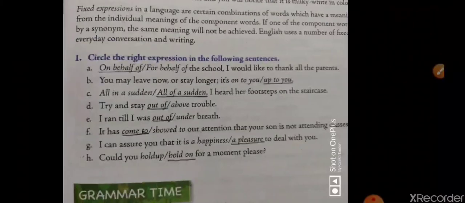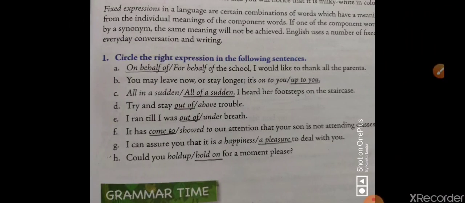Coming on to the next page, circle the right expressions of the following sentences. So, on behalf of or for behalf of the school. So it is on behalf of the school. I would like to thank all the parents. You may leave now or stay longer. It is on you or up to you. So it is up to you.